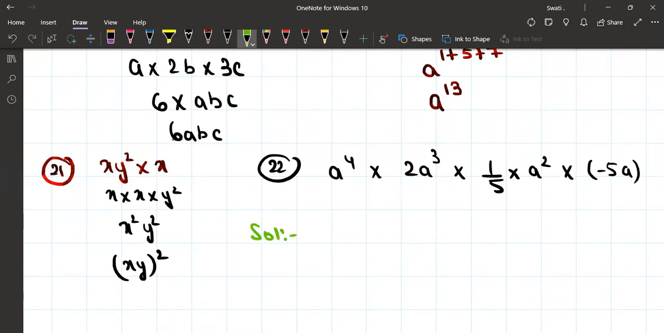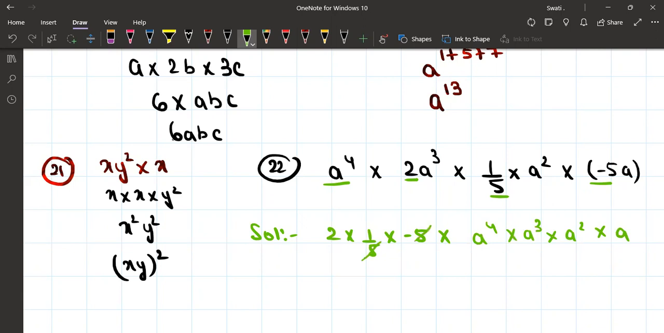So what we will do, we'll write down the numbers together. 2 times 1 by 5 times negative 5. And then the rest of the terms, a raised to 4 times a raised to 3 times a raised to 2 times a. So clearly 5 and 5 will get cancelled. So we have 2 times 1 times negative 1, that is going to be negative 2 only. And here this will become a raised to 4 plus 3 plus 2 plus 1, right? So clearly this is going to be minus 2, and a raised to 4 plus 3, 7, 7 plus 2, 9, 9 plus 1 is 10. So this is the answer.